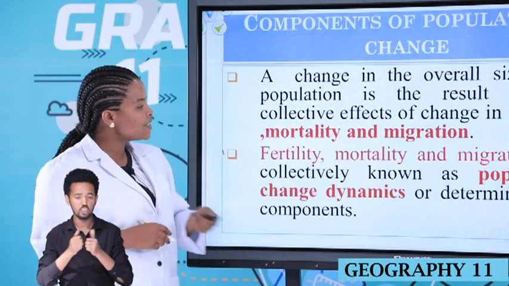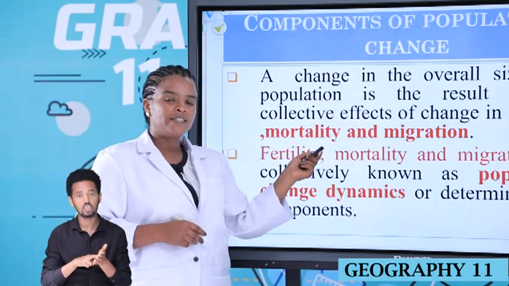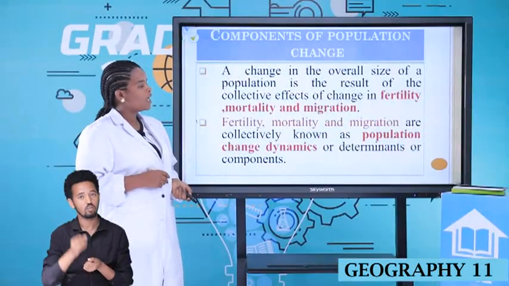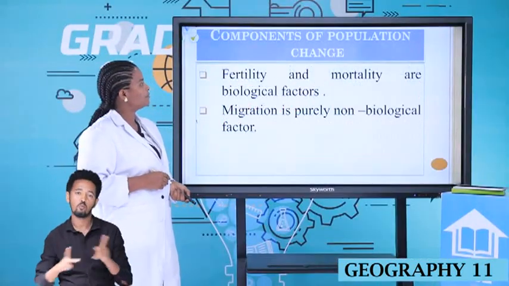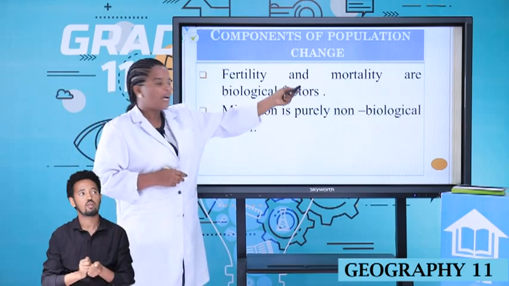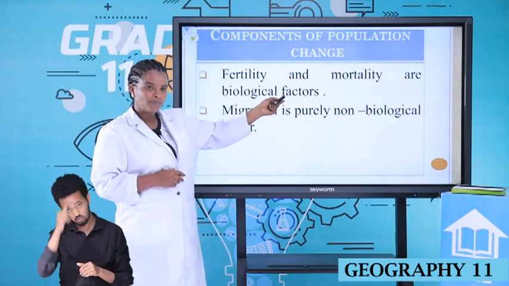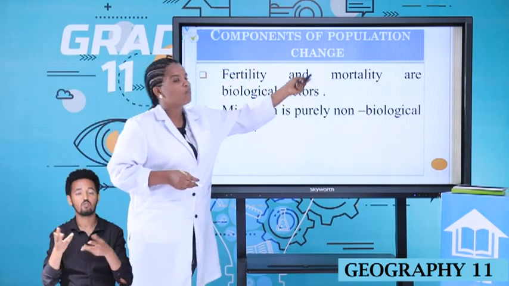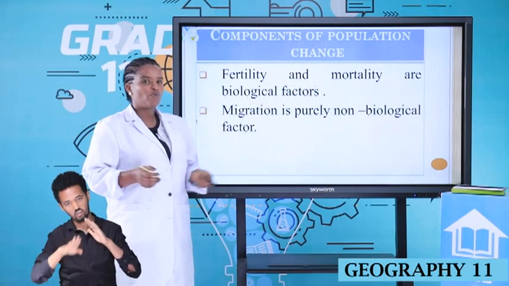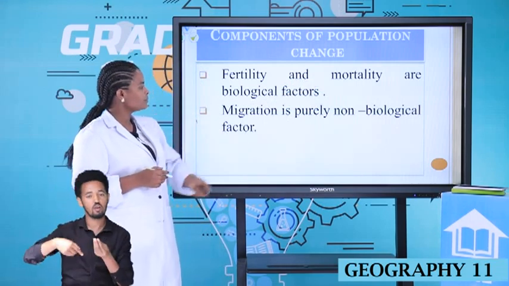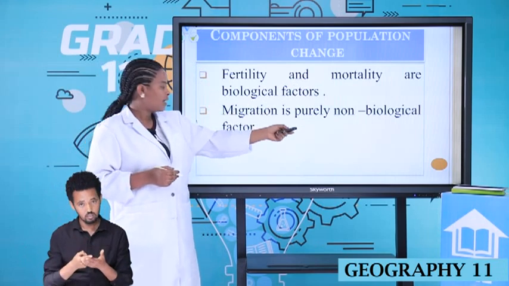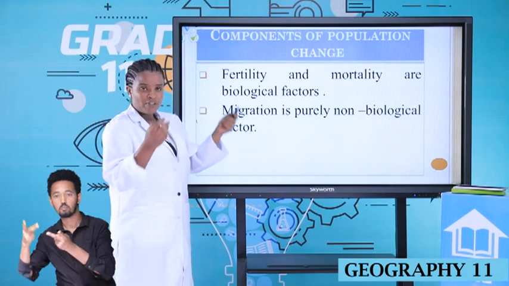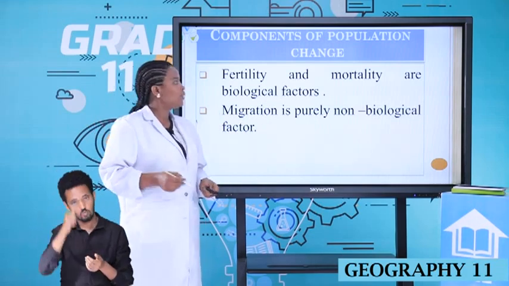Population change is the result of fertility, mortality, and migration. These three components affect the population of a given area. Fertility and mortality are biological factors. Fertility increases the growth of a given population. Mortality decreases the number of population in a given area. Migration is a non-biological factor. Migration is the movement of people from one place to another. Because of different factors, people move from one place to another.